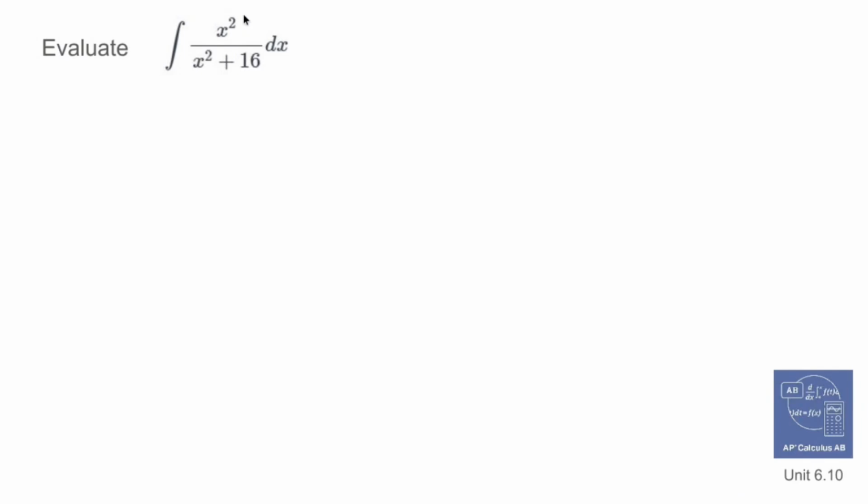Evaluate the integral of x squared over x squared plus 16. Now usually when we see something that's all quotient rule-y, we try to think u substitution. Well, that's not going to happen here. If you have the same degree up here that you have down here, you're going to approach this a little differently. I'm going to use polynomial long division. What I'm doing is dividing x squared plus 0x plus 0 by x squared plus 0x plus 16.